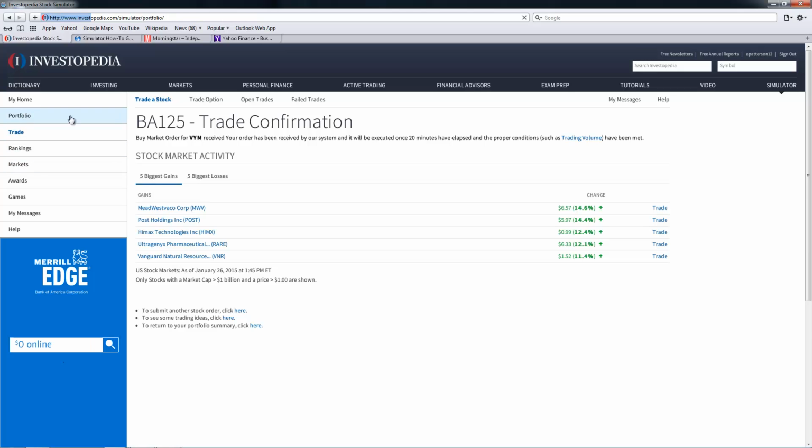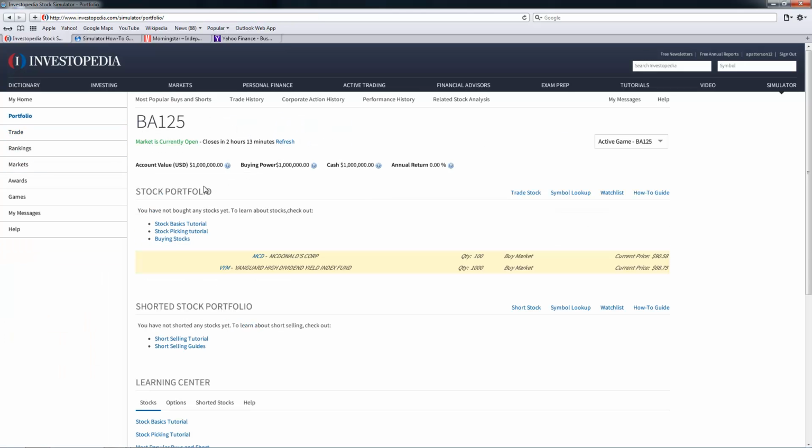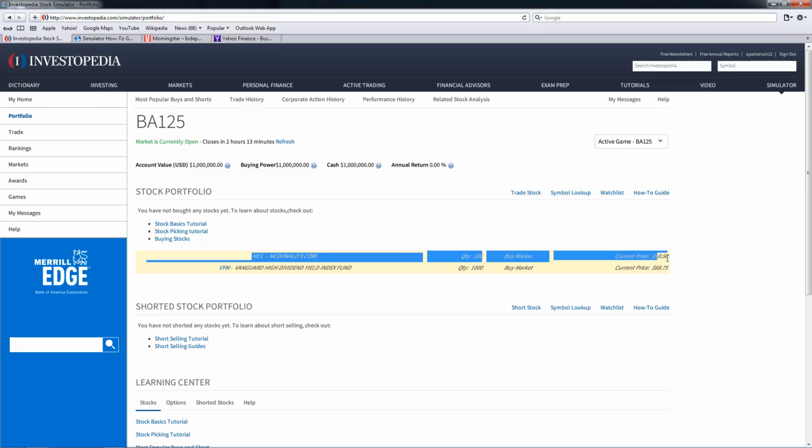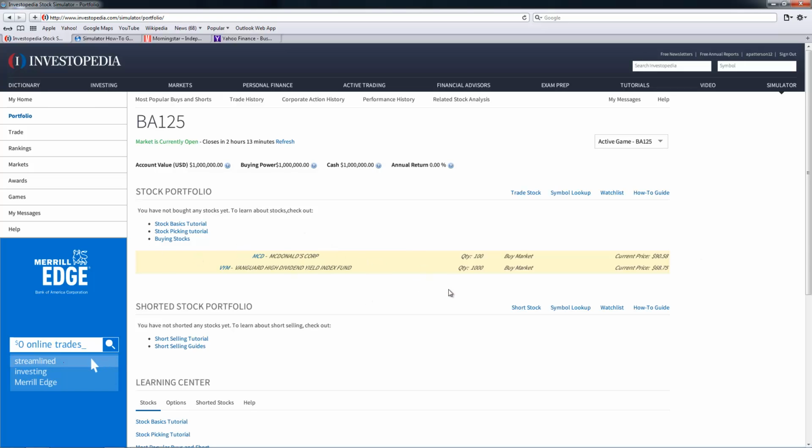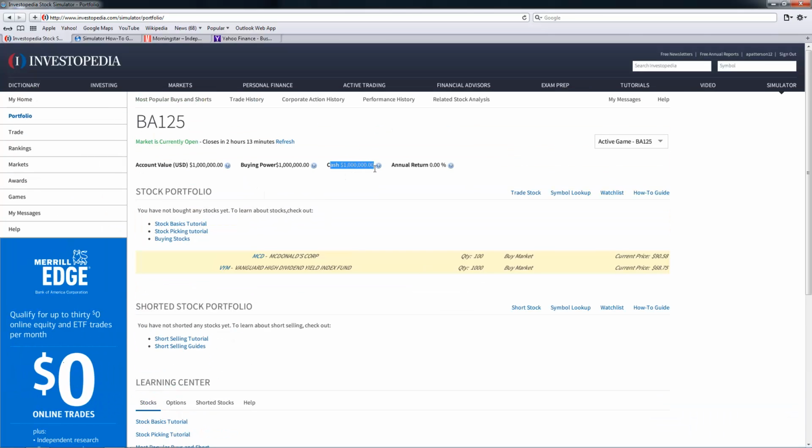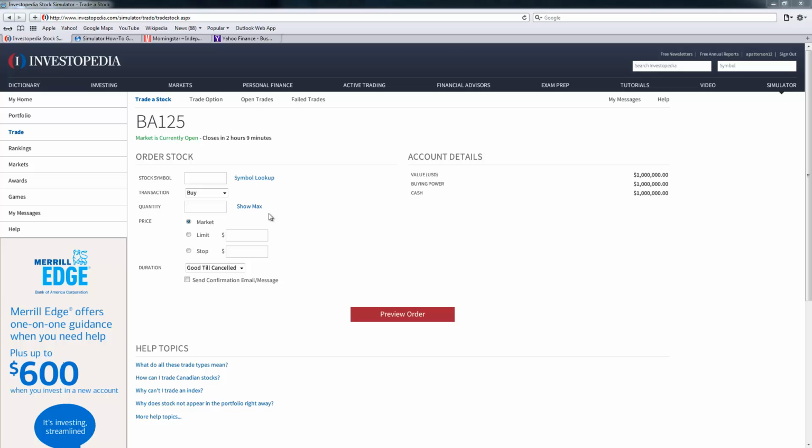Once you've bought the stocks in your portfolio, you should be able to see them right now. They're pending, so they're not there yet. But once they execute, your buying power is going to go down, your cash is going to go up or down, your account value is going to go up or down, depending on how your trades do. On the trade screen, you're also going to be able to sell your stock.